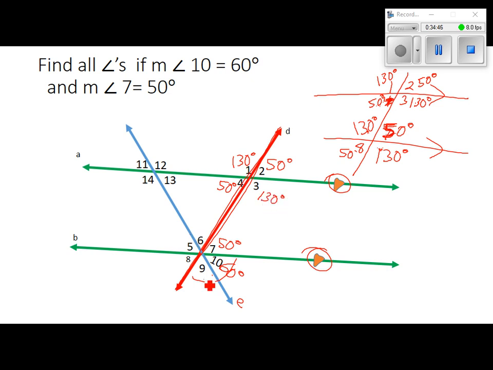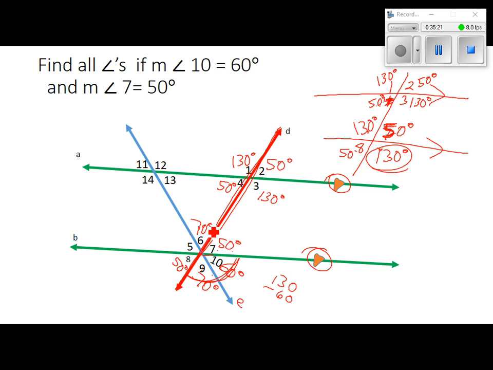Now over here is where you got to be careful. We know angle 7 was 50. Well, angle 8 and angle 7 are vertical angles, so angle 8 has to be 50. But this whole angle is 130. We know this part's 60. Well, we just take 130 minus 60, which means angle 9 here has to be 70 degrees. Well, if we look at 9 and 6, they're vertical angles. So angle 6 has to be 70 degrees.